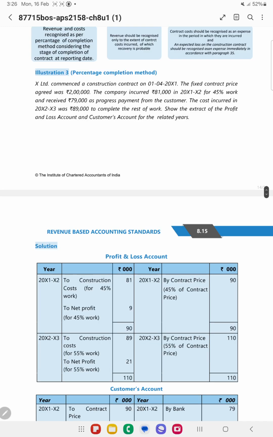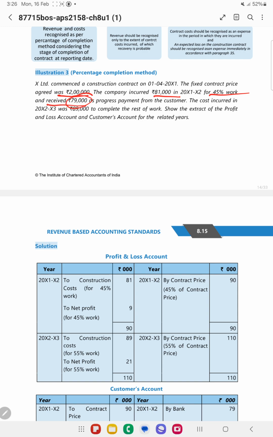Now they have given that X Limited commenced the construction contract on 1/4/2001. The fixed price agreed, the fixed contract price, is how much? That is 2 lakhs, right? So it is 2 lakhs. The company has incurred 81,000 in the first year for 45% completion and has received 79,000.